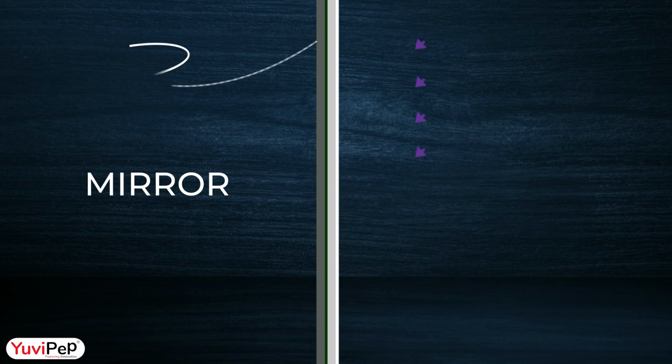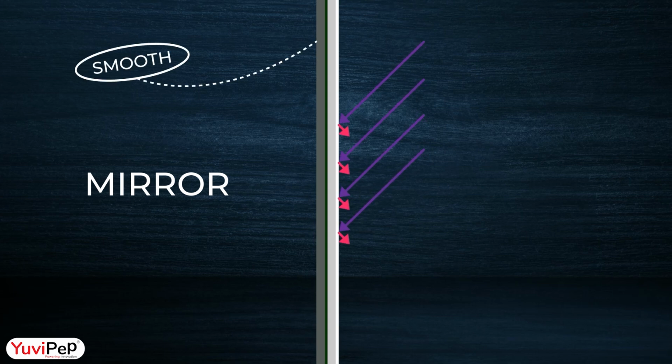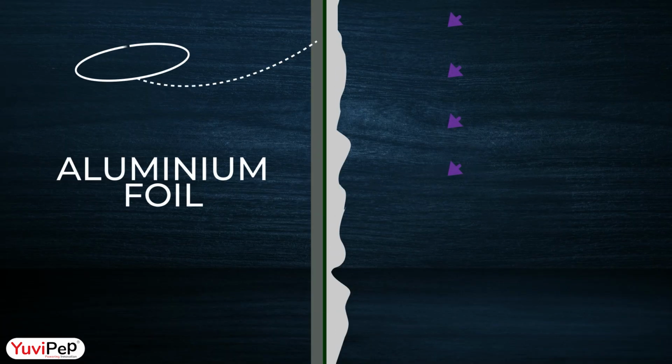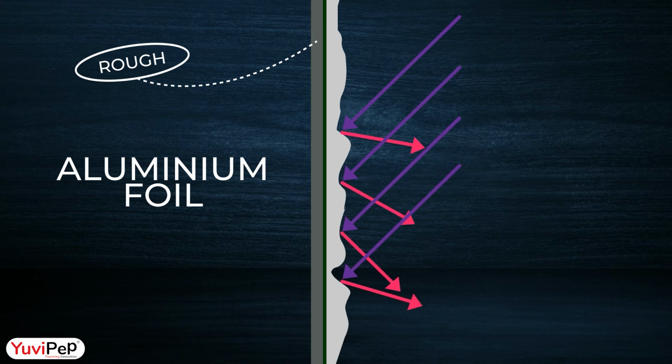A mirror has a smooth, flat surface. It reflects light evenly, so you can see a clear and sharp image, almost like looking at the object itself. But with crumpled foil, the surface is uneven. Even though it's shiny, the light scatters in many directions, making the reflection distorted and blurry.